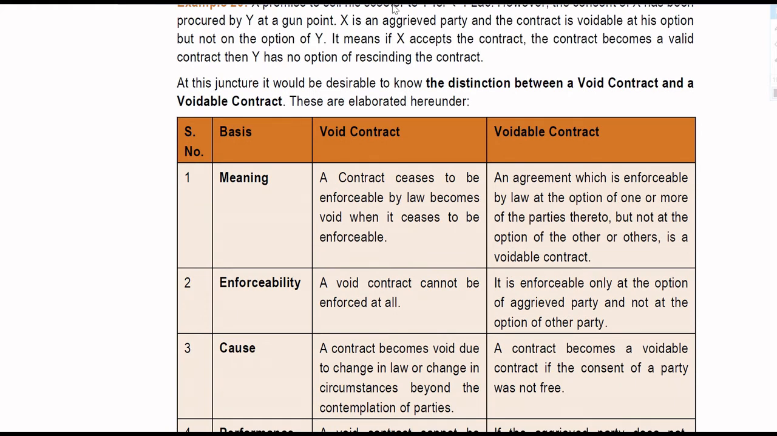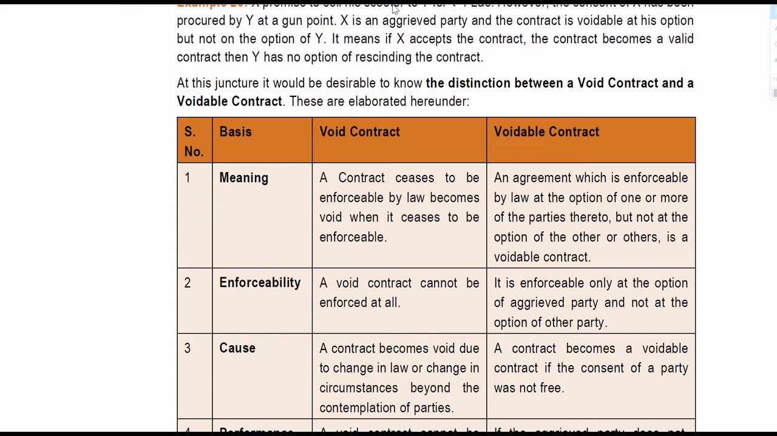First point, meaning. A contract that ceases to be enforceable by law becomes void when it ceases to be enforceable. Voidable contract: an agreement which is enforceable by law at the option of one or more of the parties thereto, but not at the option of the other or others, is a voidable contract.